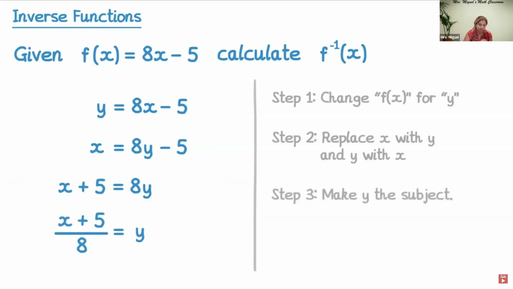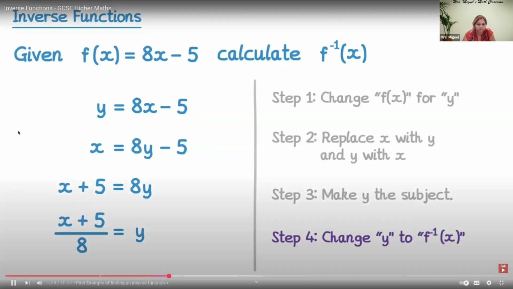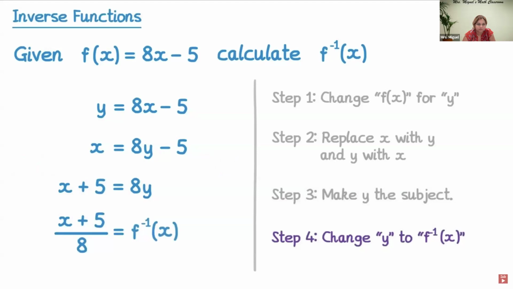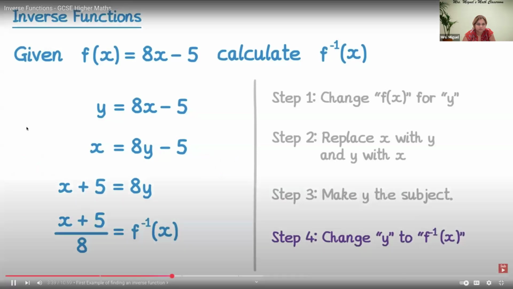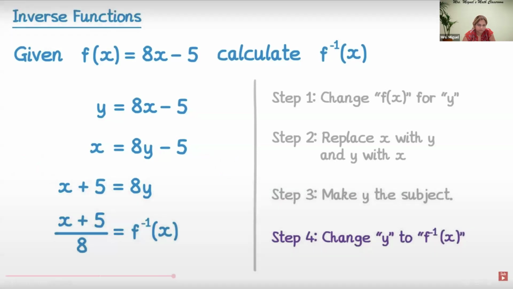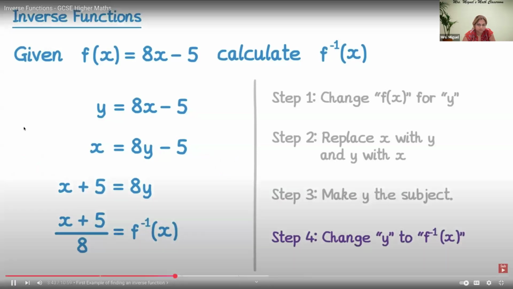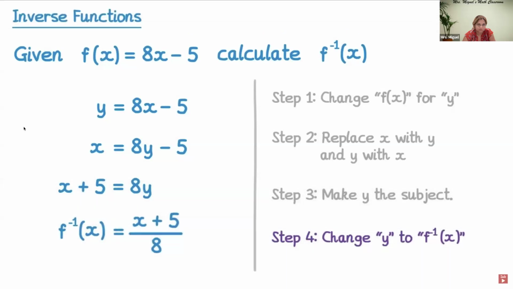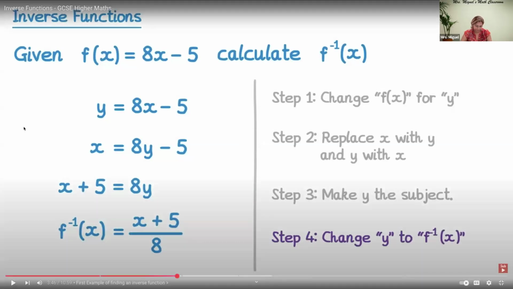On to the final step, step 4, which is to change the y into inverse f of x. So we can just remove that y and replace it with inverse f of x. And normally when we write functions, we'd write the function bit on the left-hand side. So we can just switch those last two parts around. And here's the answer.